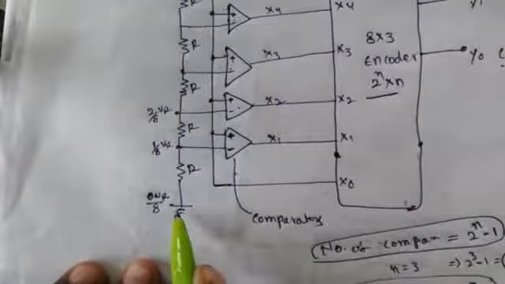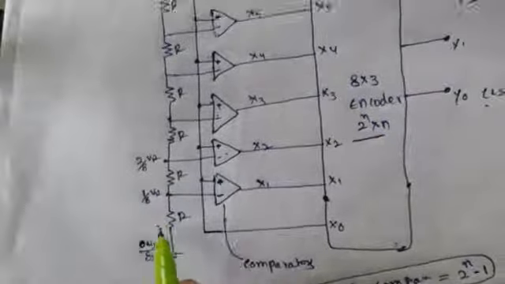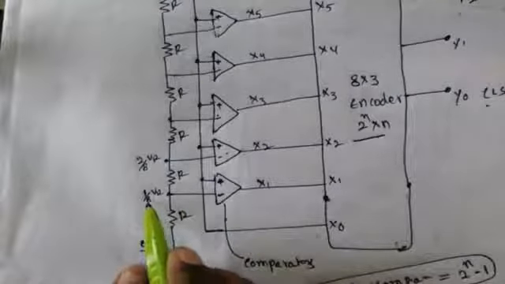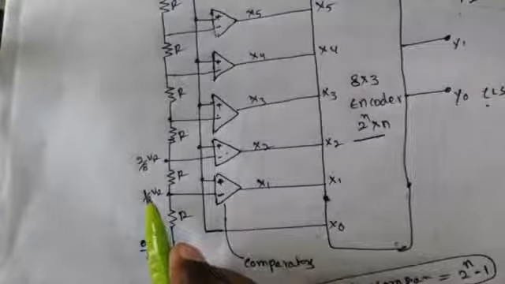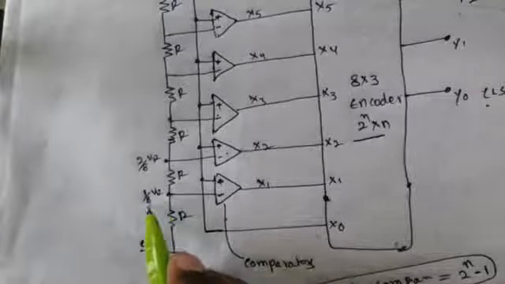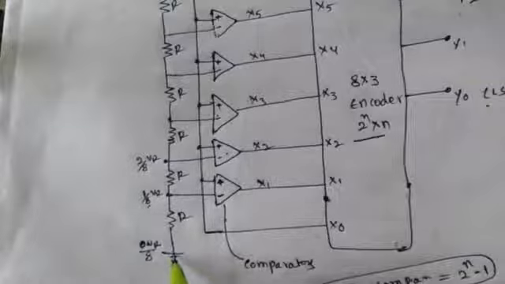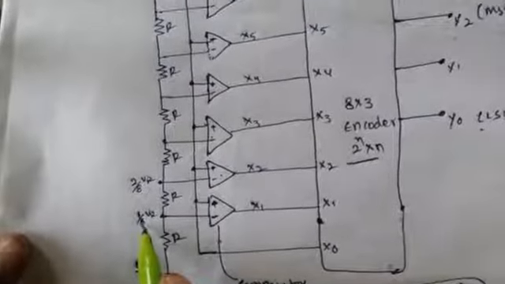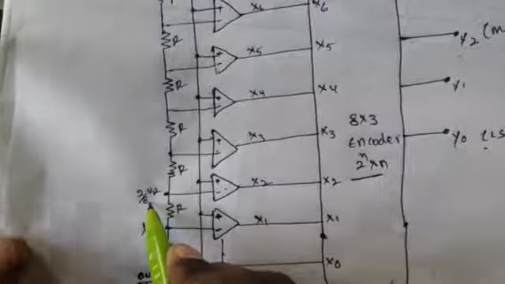In the last stage, it is 0 times the reference voltage by 8. After one resistor it is 1 by 8, with 8 resistors in total. This is the first resistor. After the first resistor, one part, so VR by 8. The 0 multiplied here means the ground potential. So 1 by 8 into VR, here 2 by 8 into VR.